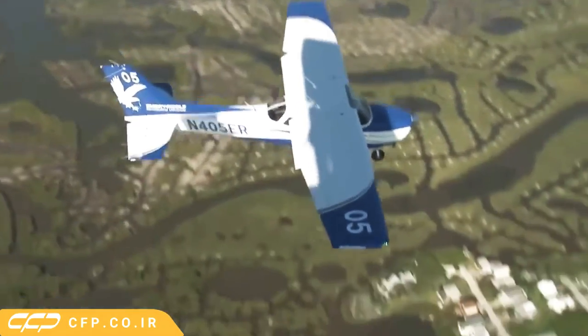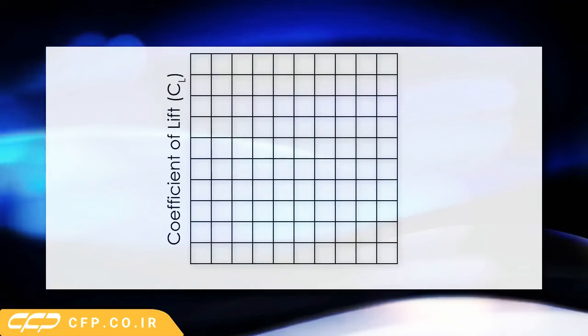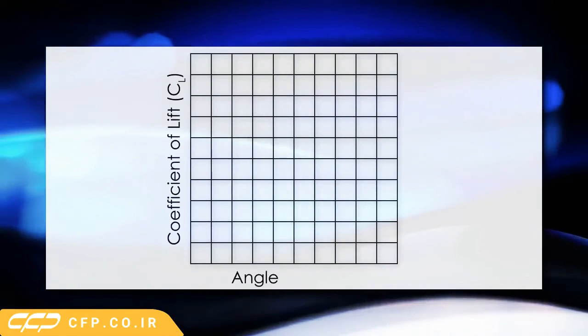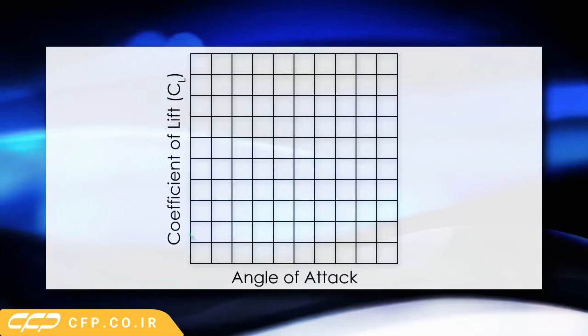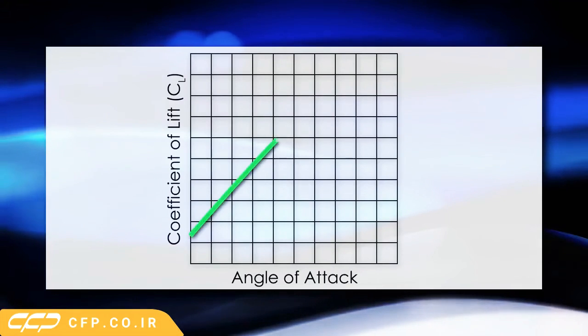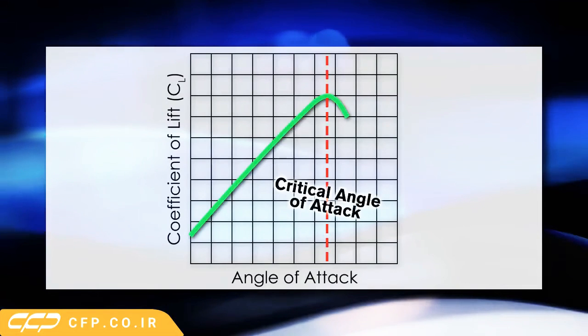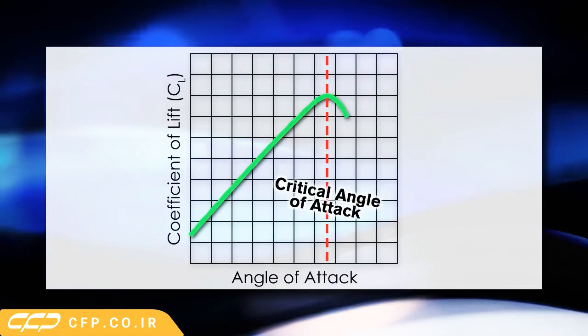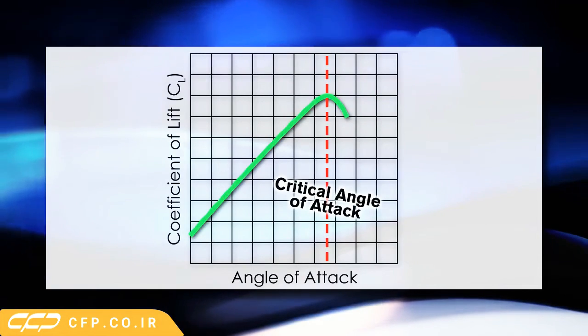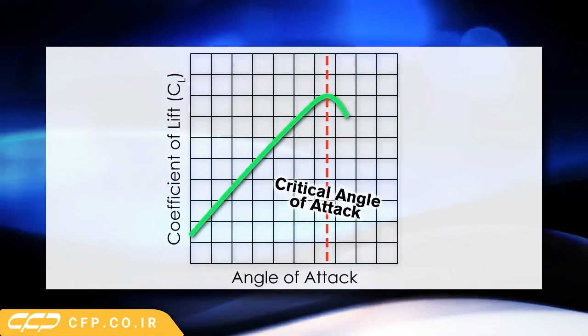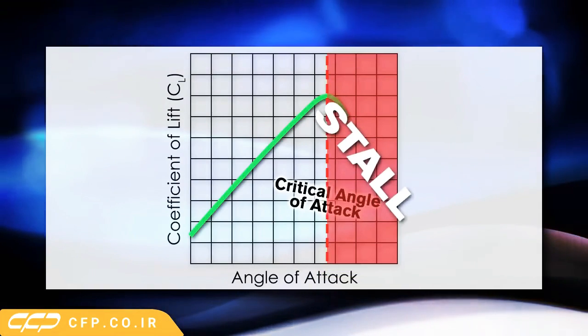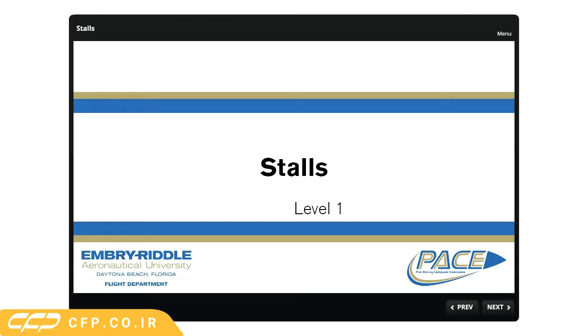Let's look at this using a chart. The chart is plotting the coefficient of lift of a particular wing as its angle of attack increases. Lift will continue to increase until a certain angle of attack, called the critical angle of attack. After this point, the wings will still create lift, but the amount of lift created is decreased. This is called a stall. More information on stalls will be covered in a future lesson.